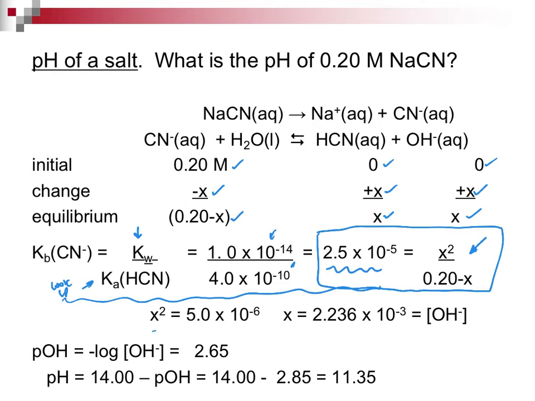That gives us this expression mathematically that needs to be solved, and we did this in the earlier chapter. X squared is 5 times 10 to the minus 6. Taking the square root gives us X is 10 to the minus 3. But probably most important is that X corresponds to an OH minus.